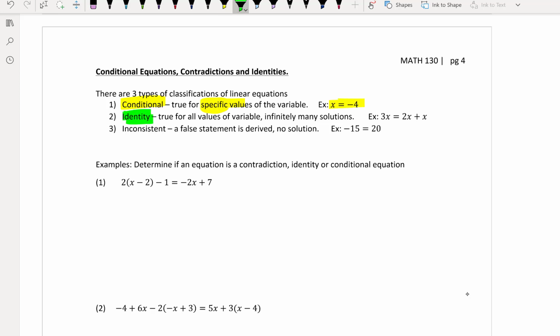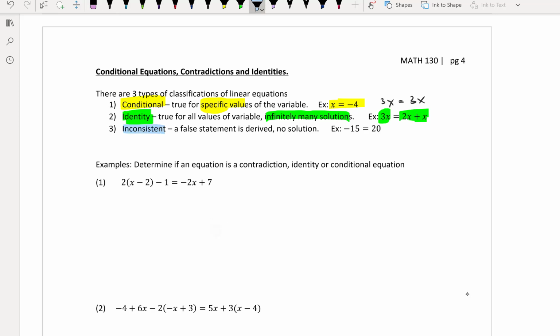Now an identity means that there's going to be infinitely many solutions. So even though the 2 sides may appear different, it really is the same on both sides. 2x plus x is 3x. They end up being equal.